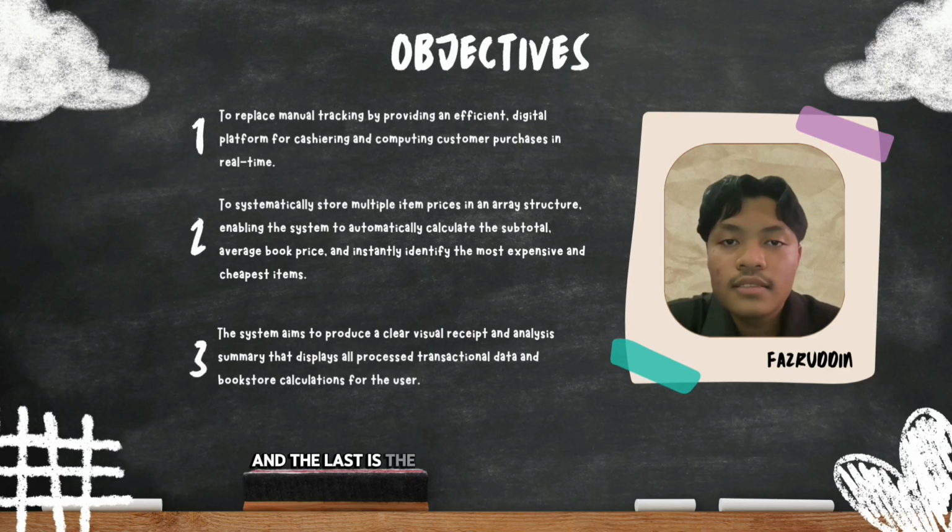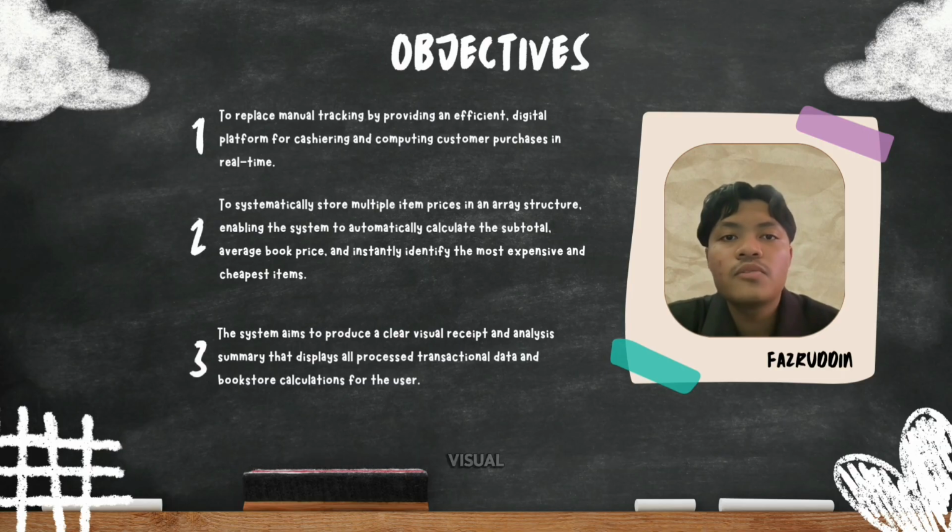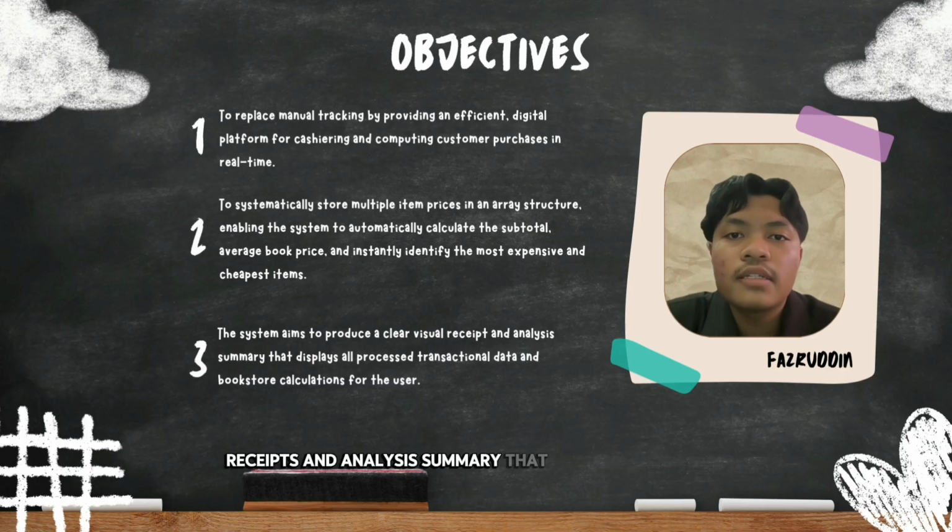And the last is the system aims to produce a clear visual receipt and analysis summary that display all process, transactional data and bookstore calculation for the user.